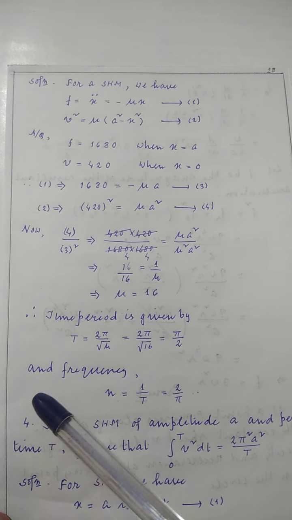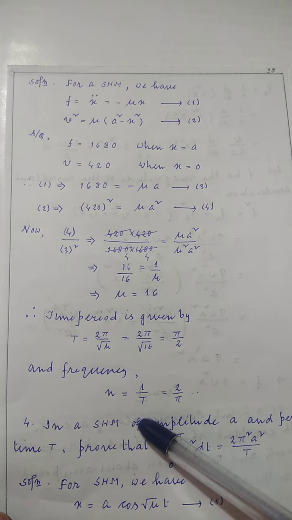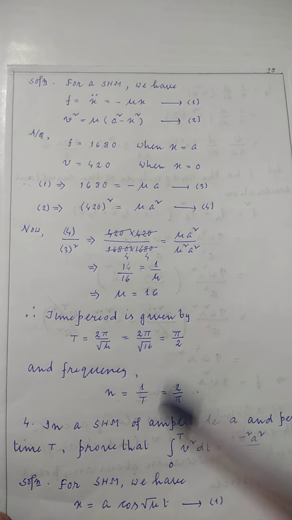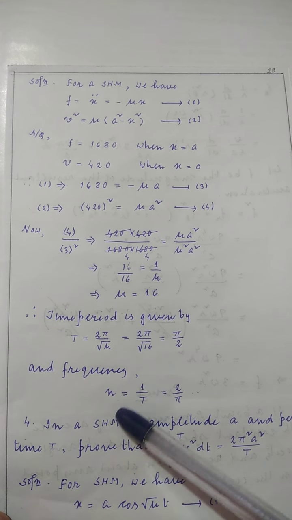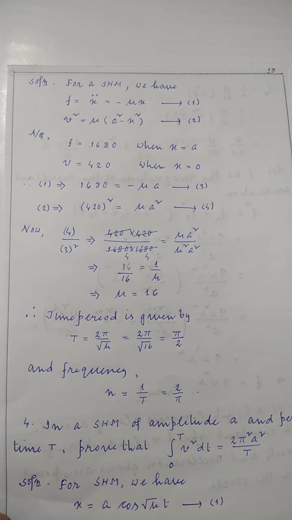And next you have to find out the frequency. Frequency, you know, is given by n is equal to 1 by T. In place of T, just substitute the value pi by 2. So what is the frequency? The frequency value will be 2 by pi. So this way it is possible to find out the frequency. I think it is understandable. So next class we'll solve 3 more problems. Thank you.